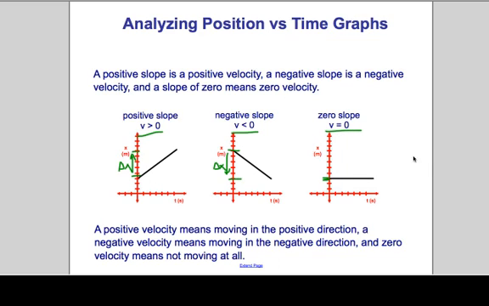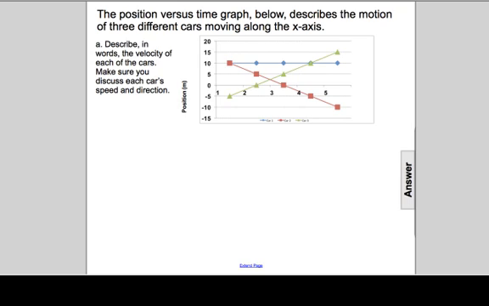So a positive velocity means an object is moving in the positive direction, and negative velocity means you're moving in the negative direction, and a zero velocity means there's no displacement whatsoever. We can use these position versus time graphs to make computations of motion. So we can describe in words what's happening to the velocity of these objects.